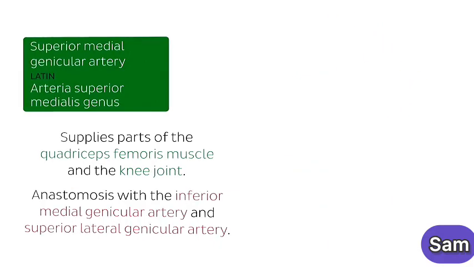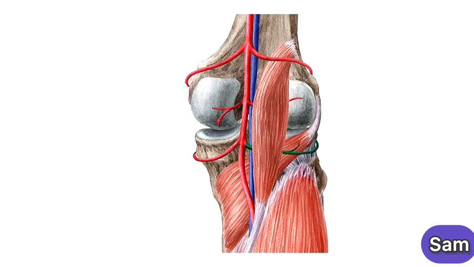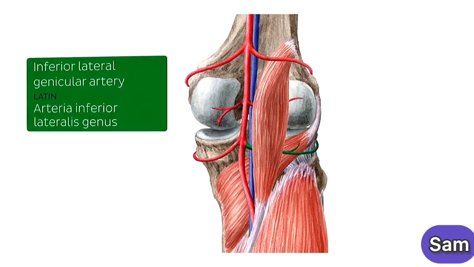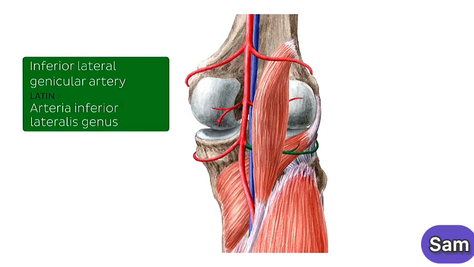Next in line is going to be this one that you see here highlighted in green. Now we're looking at a posterior view. And if you remember from that list, yes, this one is the inferior lateral genicular artery.